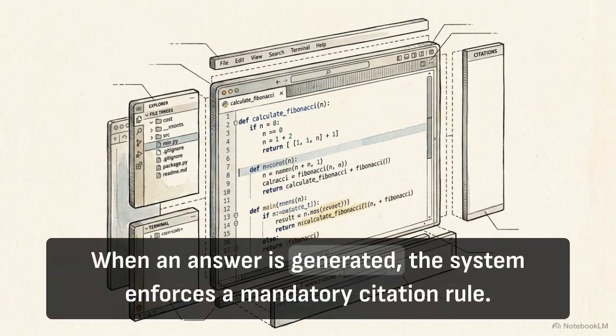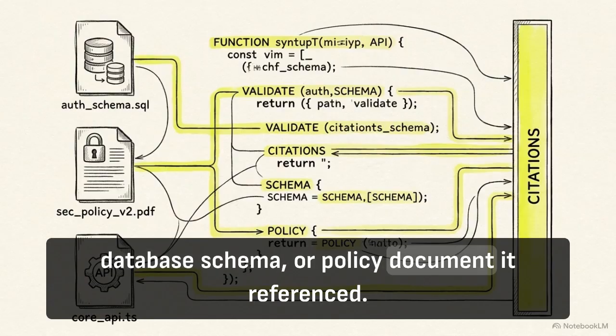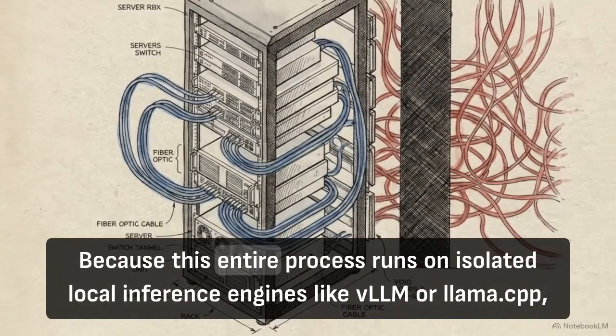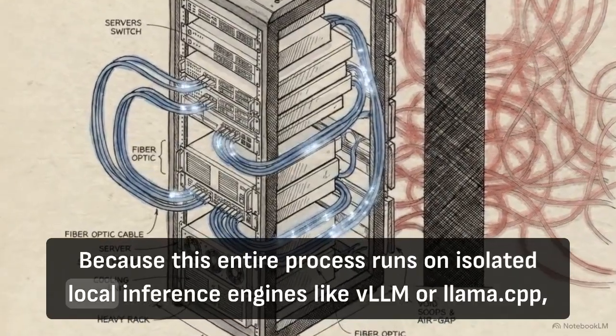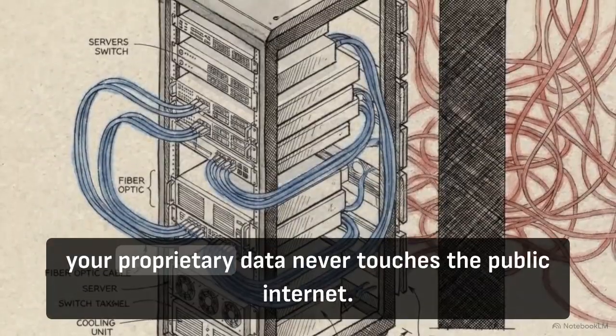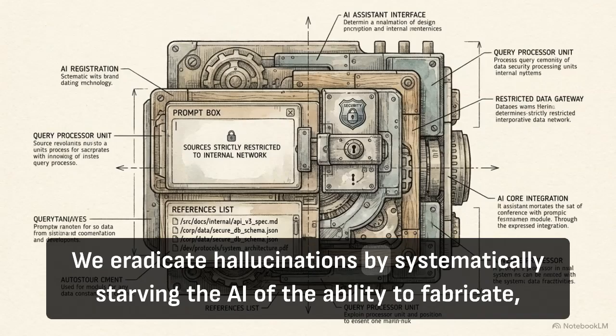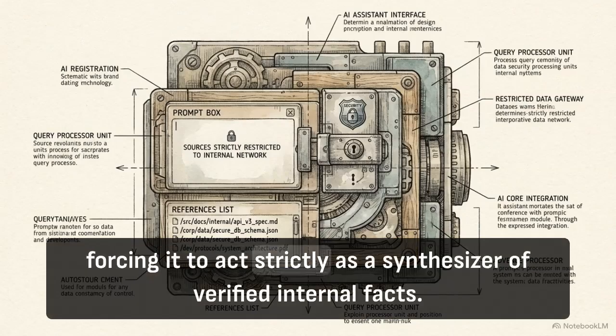When an answer is generated, the system enforces a mandatory citation rule. Every line of code or technical claim must explicitly tag the exact internal file, database schema, or policy document it referenced. Because this entire process runs on isolated local inference engines, like vLLM or llama.cpp, your proprietary data never touches the public internet. We eradicate hallucinations by systematically starving the AI of the ability to fabricate, forcing it to act strictly as a synthesizer of verified internal facts.